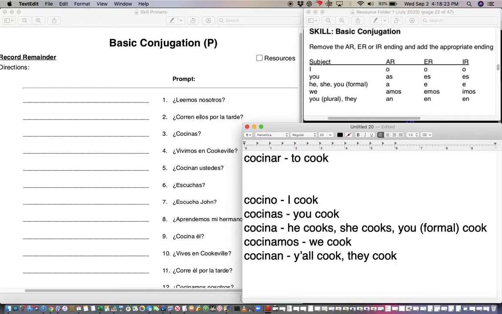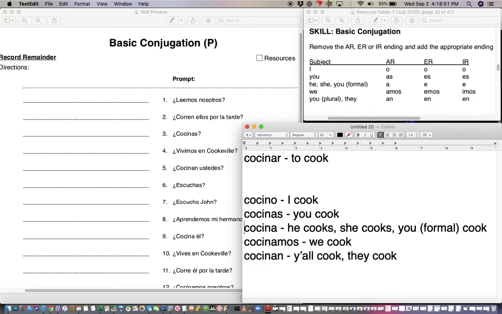All right. Now if you want to be specific, if you want to make sure you're saying y'all cook, all you have to do is put the word you all with it. That's ustedes. So ustedes cocinan means you all cook. If I want to make it say they cook, all I got to put with it is the word they. Ellos. Now it means they cook.